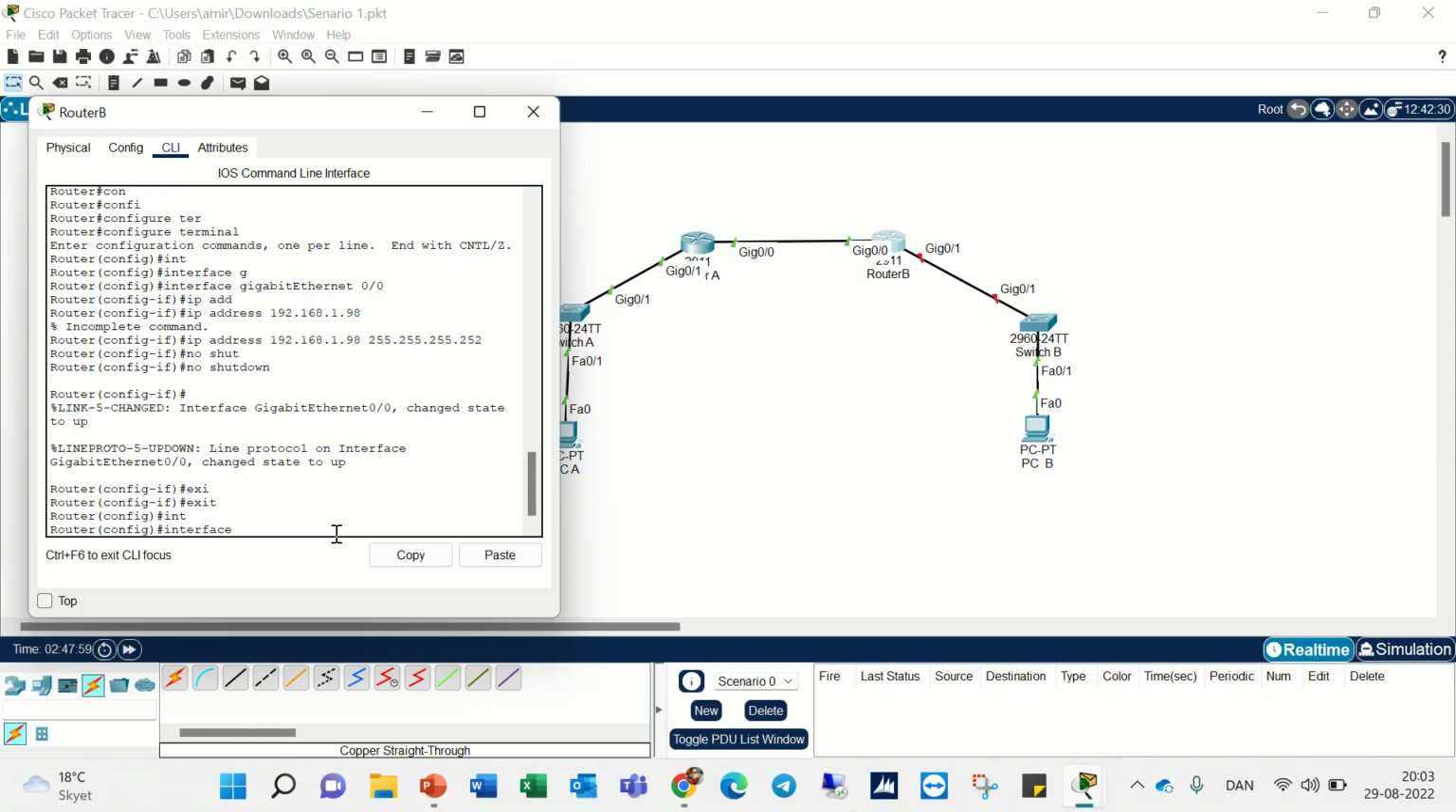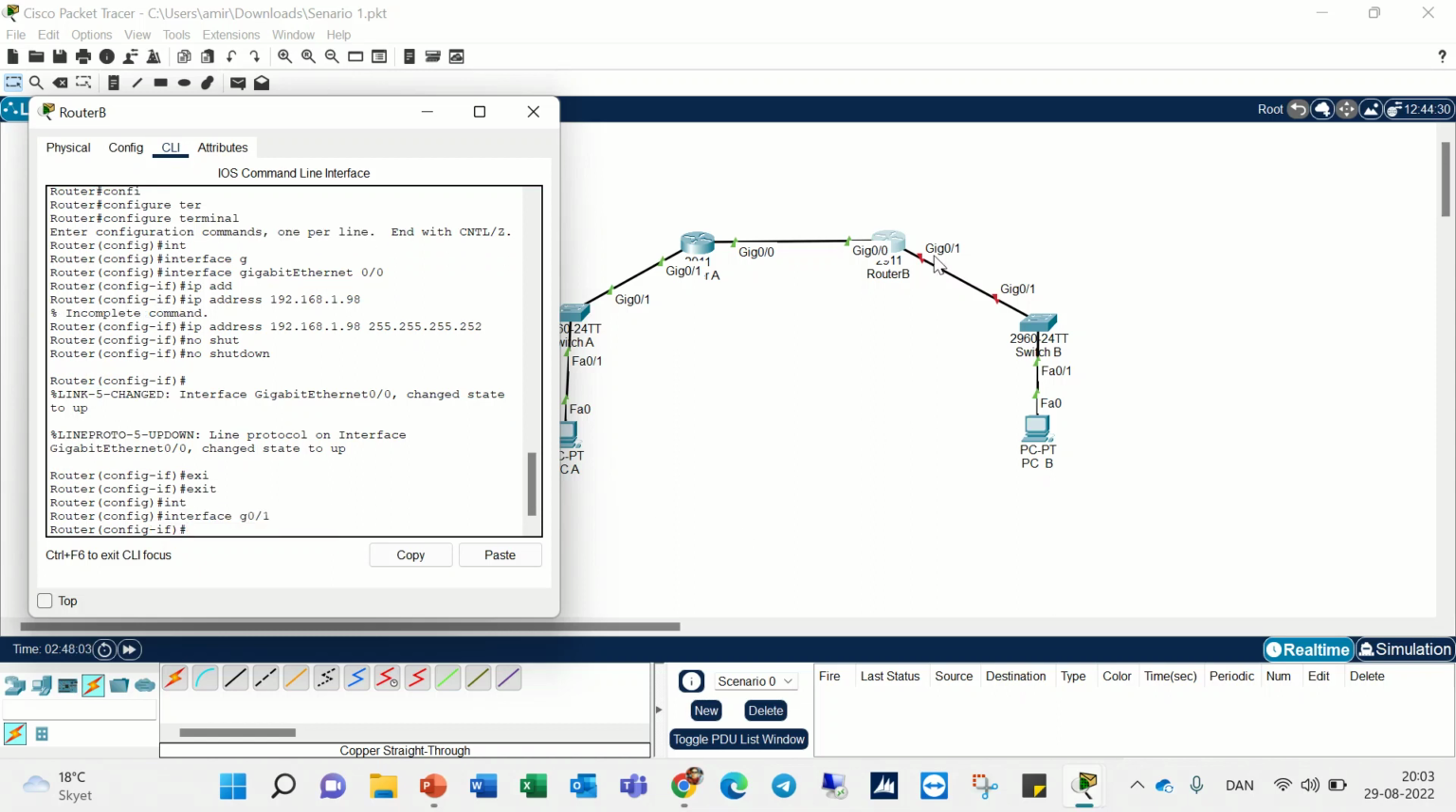and interface G01 in the other side. Here I want to configure it, and also before that you can see it will be green because both of them are active right now. Okay, it's very important.